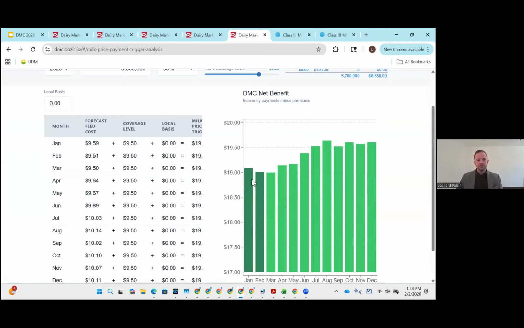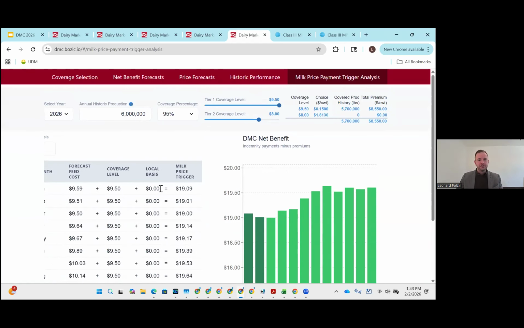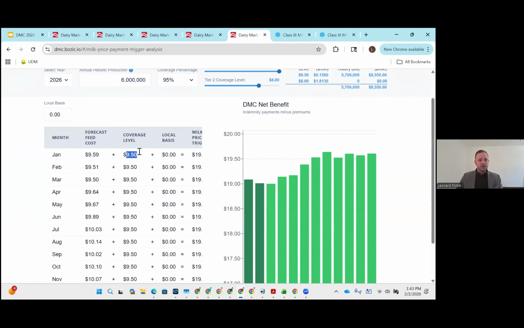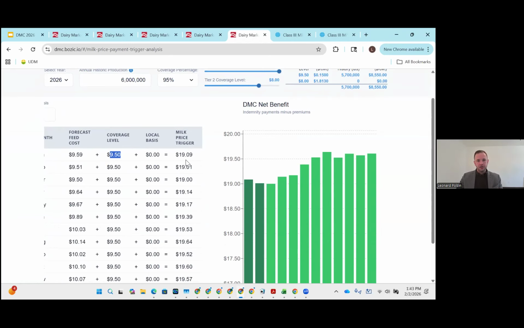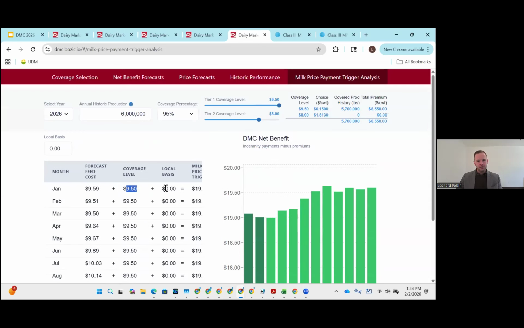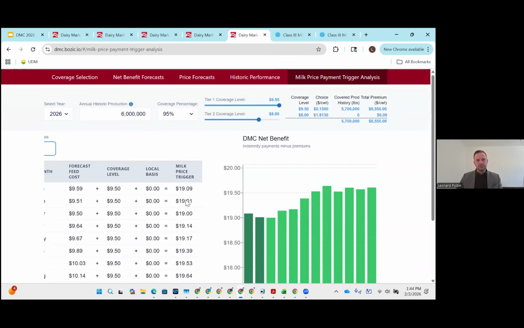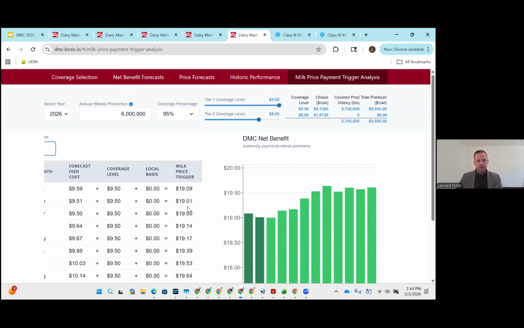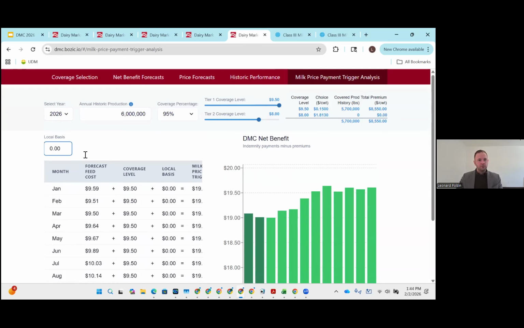And then finally, we have this trigger analysis, which tells us, at the coverage level that you selected, which for our example is $9.50, what the trigger price would be. So right now, we're looking at an all milk price of around $19, and anything below that would trigger a payment at our $9.50 coverage level. You can put in your local basis there, so that you have some additional context for your calculation to know exactly what that might be.